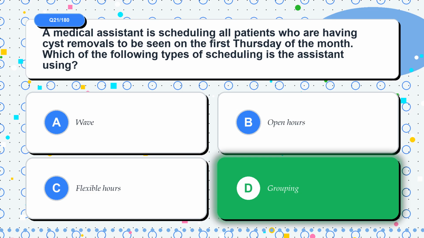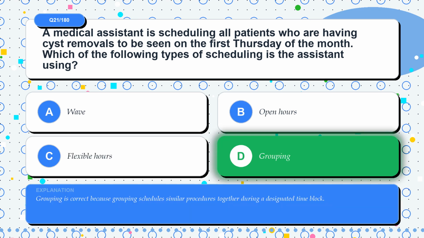The correct answer is option D, grouping. Grouping is correct because grouping schedules similar procedures together during a designated time block.